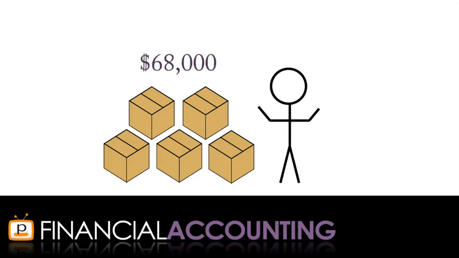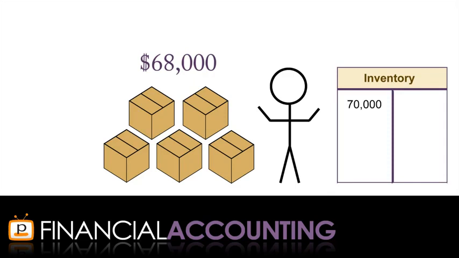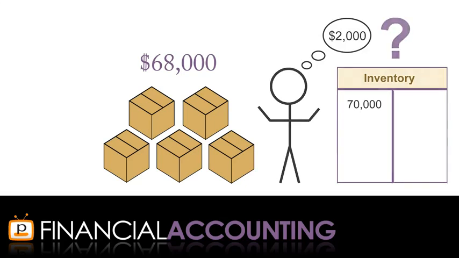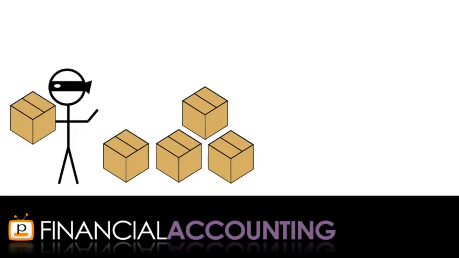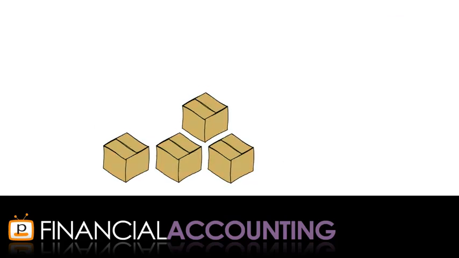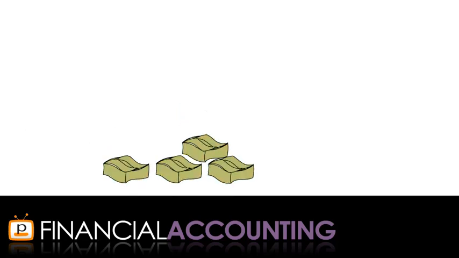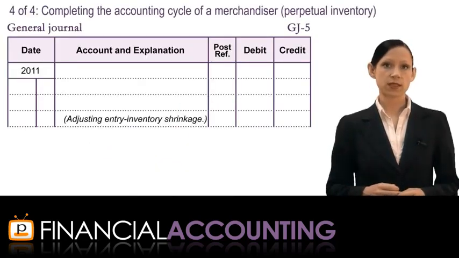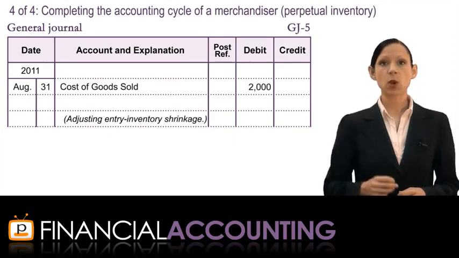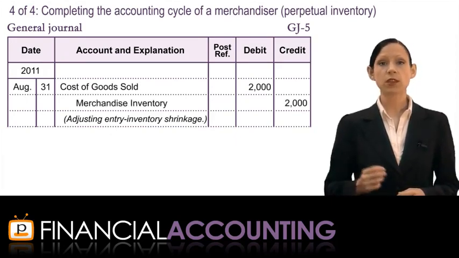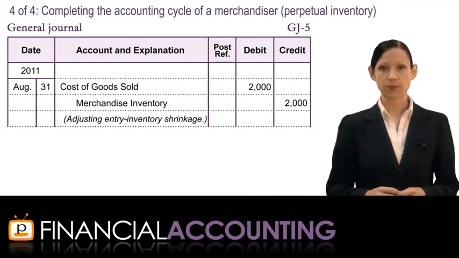This is compared with the value recorded in the merchandise inventory account. What may happen is that the actual amount of inventory on hand is less than the amount recorded in the accounts. Now, there may be several reasons to explain this loss of merchandise, including employee theft, shoplifting, or just deterioration of the goods. The adjusting entry to record this inventory shrinkage under the perpetual inventory system is to debit the cost of goods sold account and credit the merchandise inventory account.